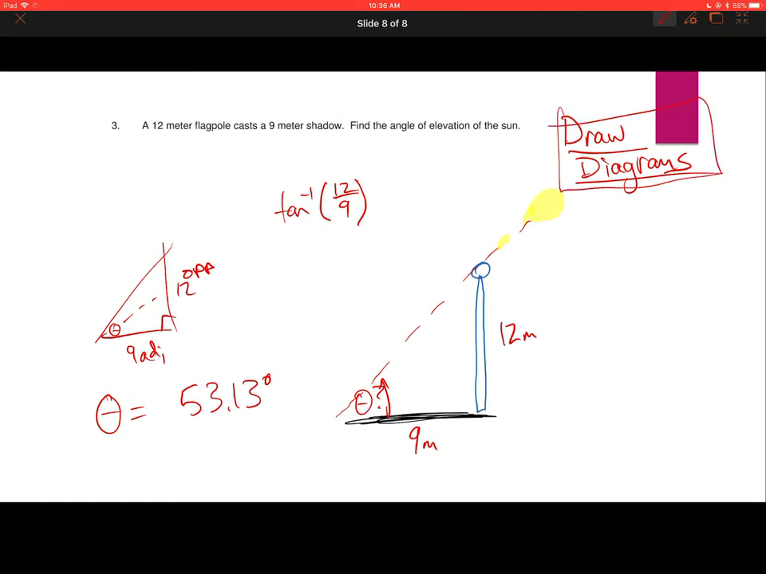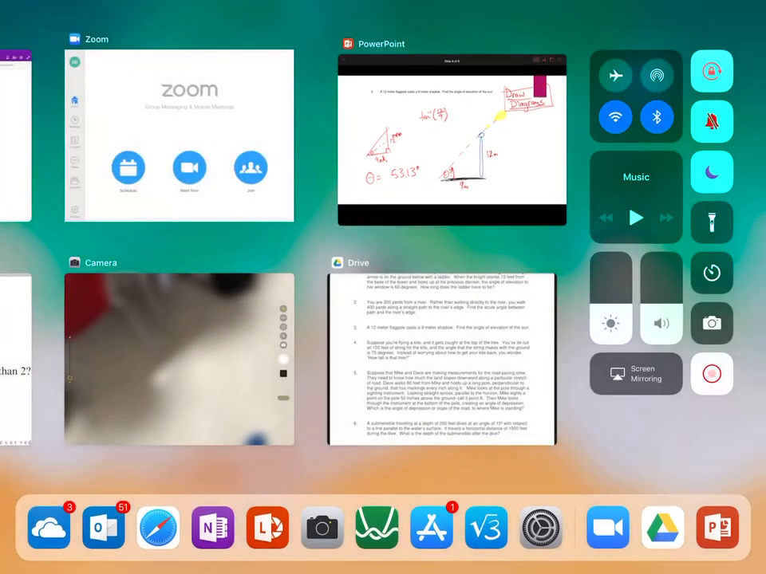Cool. So this is how you use the angle of elevation versus depression. But make sure you draw diagrams. That is the key. Draw a diagram with the information they give you, label it, and so you can figure out exactly what they're looking for.